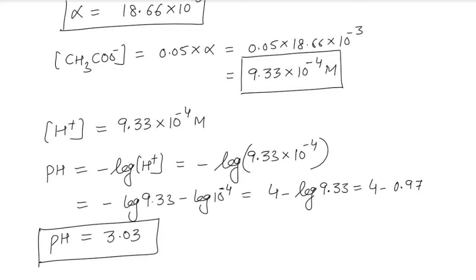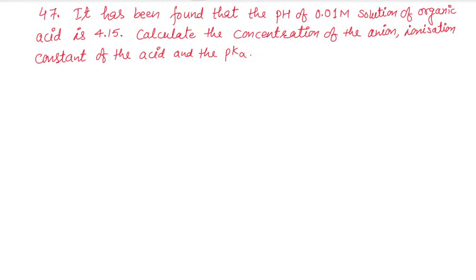Now question number 47. It has been found that the pH of a 0.01 molar solution of an organic acid is 4.15. Calculate the concentration of the anion, the ionization constant of the acid, and the pKa. See, pH is given to you, so from the pH you can calculate H plus ions.